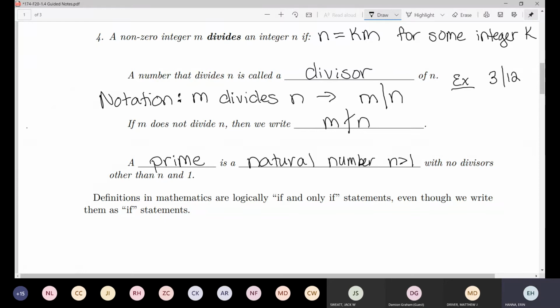Okay, definitions in math are logically equivalent to an if and only if statement, even though they're usually only stated as ifs. So you can always go both ways. So a definition: two lines are parallel if they have no points in common, but also if they have no points in common, then they're parallel. So they do go both ways, even though they're logically written as an if statement.